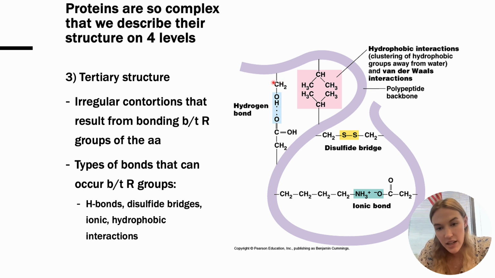You don't need to know that that's a serine, but know that we are capable of doing hydrogen bonds that allow for large folds across the protein. We also will have disulfide bridges. Remember that there are two amino acids that have sulfur in them, cysteine and methionine.